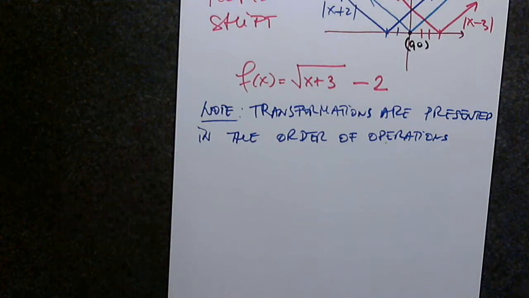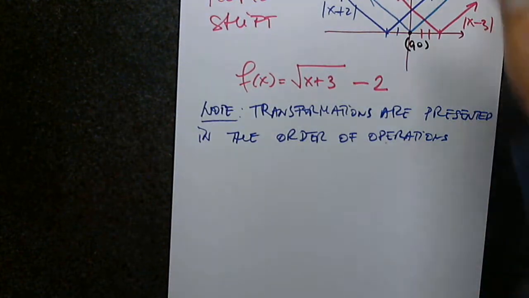So I'm given this function. Let's say I want you to evaluate this function for x equals 6. Where do you start and which operation do you perform first? Into the square root. So first you are going to apply the operation 6 plus 3. And then you apply the square root. And at the end you subtract 2. Therefore, the transformations have to be presented in the same order.